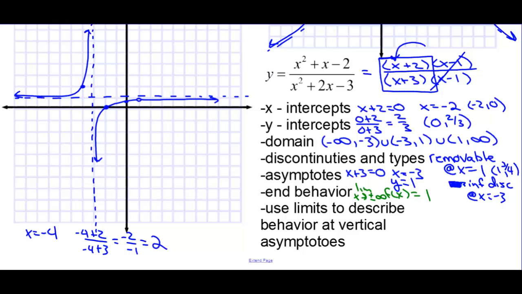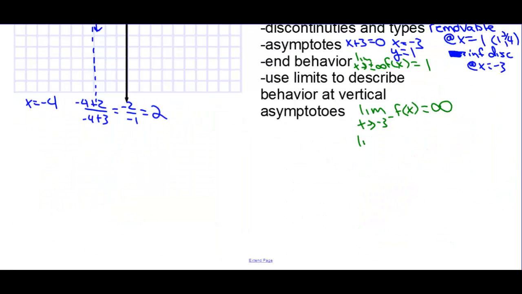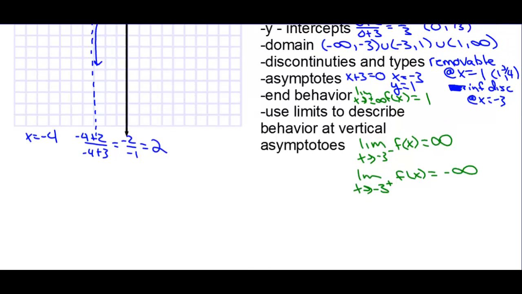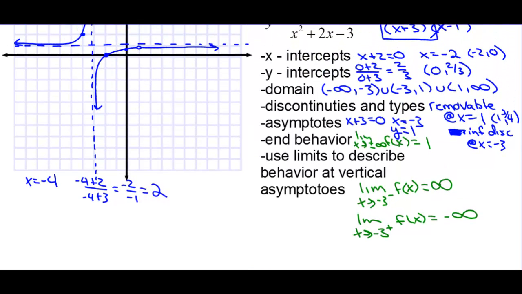Use limits to describe behavior at vertical asymptotes. So the limit as x approaches negative 3 from the left is shooting up to positive infinity. And then the limit as x approaches negative 3 from the right of f of x is equal to negative infinity. And hopefully I've answered everything. If I haven't answered any of that, let me know. I think I got everything.